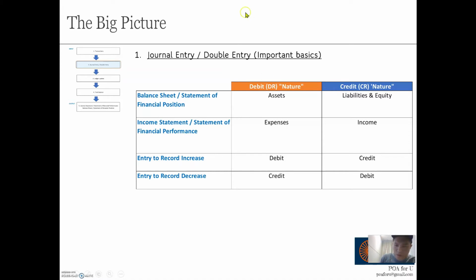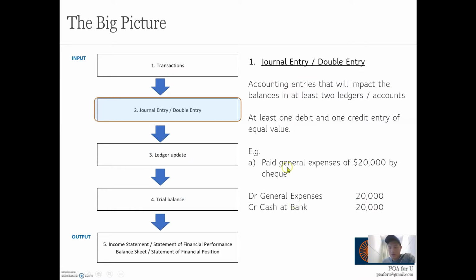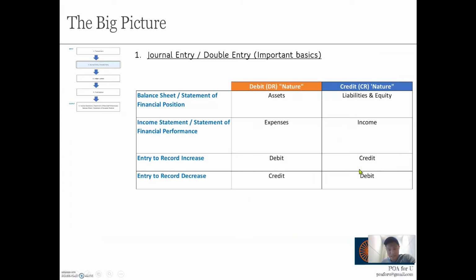So let's start with things that are debit nature. It would mean that if you want to increase a balance of this item, then you debit it. So for example, in the earlier example, we said that we incurred general expenses. So when you incurred general expenses, you want to record that your general expenses actually increased by 20,000. And general expenses in my table below here is an expense. So expense would be debit nature.